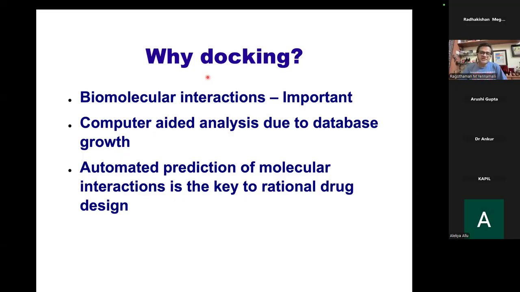Now, in the history of drug design, we had many situations where molecules or active components were identified serendipitously.